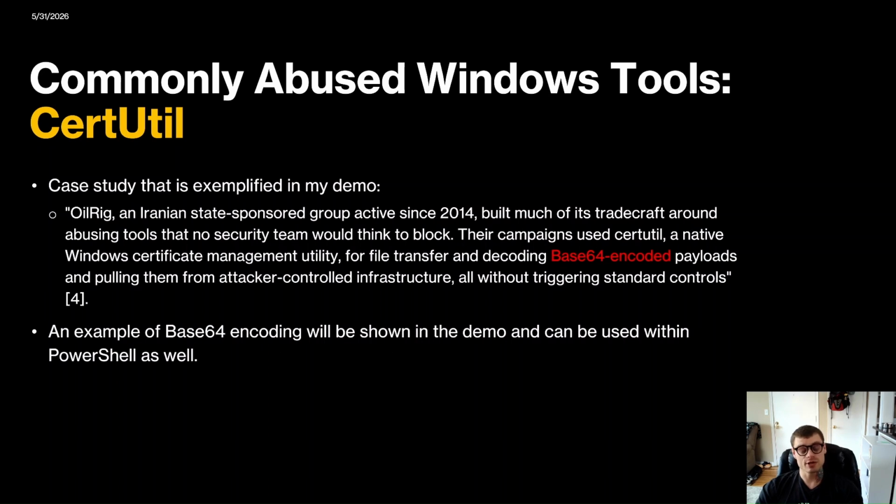Next is CertUtil. To describe this, we're going to use a case study that's also exemplified in my demo. OilRig, an Iranian state-sponsored group active since 2014, built much of its tradecraft around abusing tools that no security team would think to block. Their campaigns use CertUtil, a native Windows certificate management utility, for file transfer and decoding base64 encoded payloads, and pulling them from attacker-controlled infrastructure, all without triggering standard controls. An example of base64 encoding will be shown in the demo and can be used within PowerShell as well.